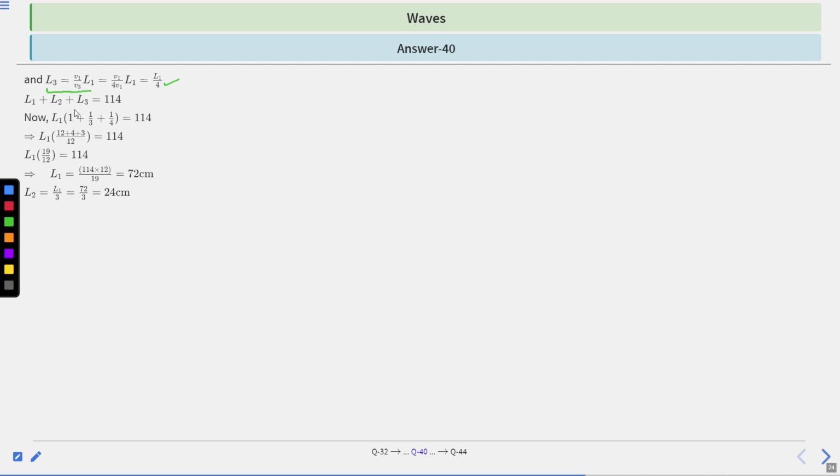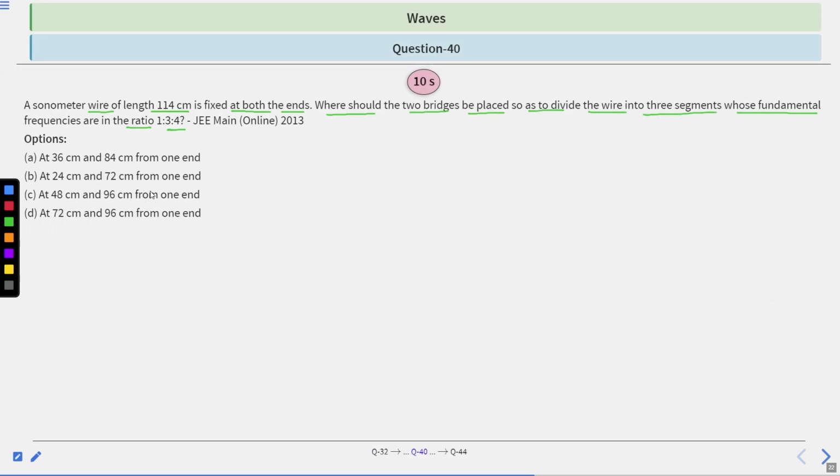So L1 plus L2 plus L3 is equal to 114. Now L1 is common. So L1 plus L1 by 3 plus L1 by 4 is equal to 114. After solving this, L1 multiplied by 19 by 12 is equal to 114, and L1 equals 72 centimeter, and L2 is equal to 24 centimeter. So this is the only calculation part. So L1 is 72 centimeter and L2 is 24 centimeter. So the correct answer is B.